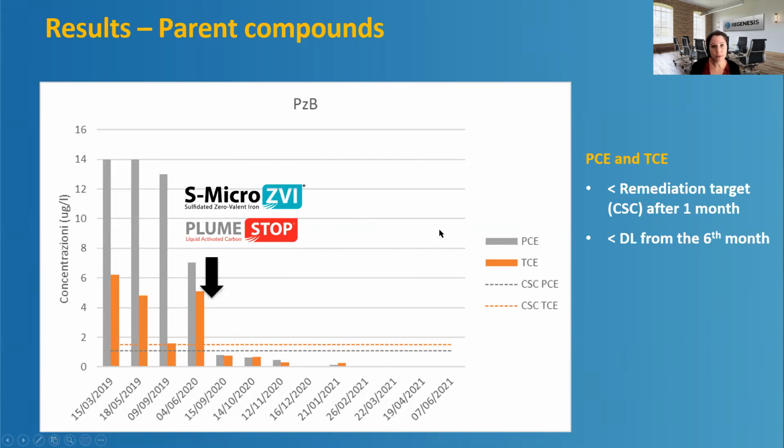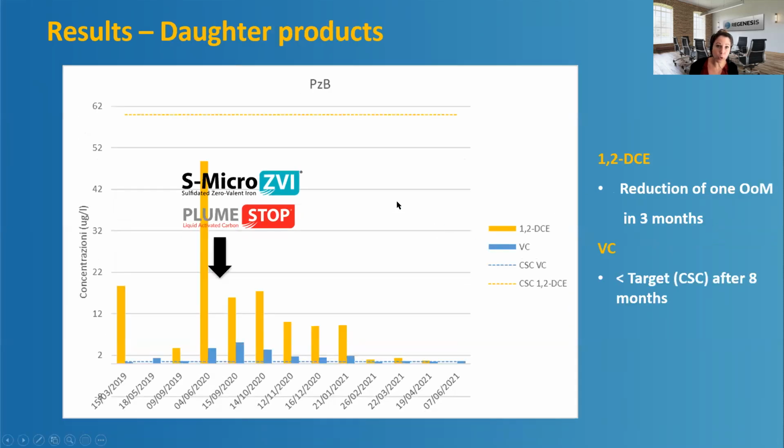These rapid results are possible thanks to the combination of sorption and chemical reduction. These processes work very fast on these contaminants. They are a little slower on the daughter compounds, as we'll see here. So here you see the concentration over time for DCE and vinyl chloride.